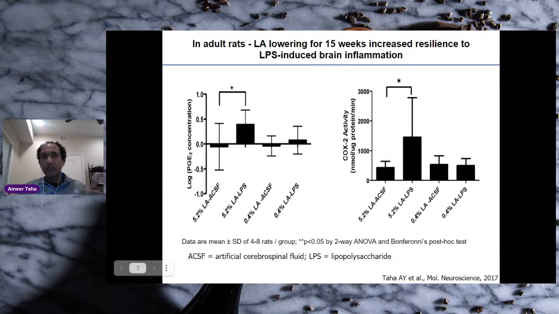So here our question was, if I lower dietary LA intake, so LA in the food, effectively banning French fries to people, that's one way to do it. Well, not highly effective, but it does lower it a little bit. If I lower LA in the food, would I increase the resilience of the brain to inflammation?